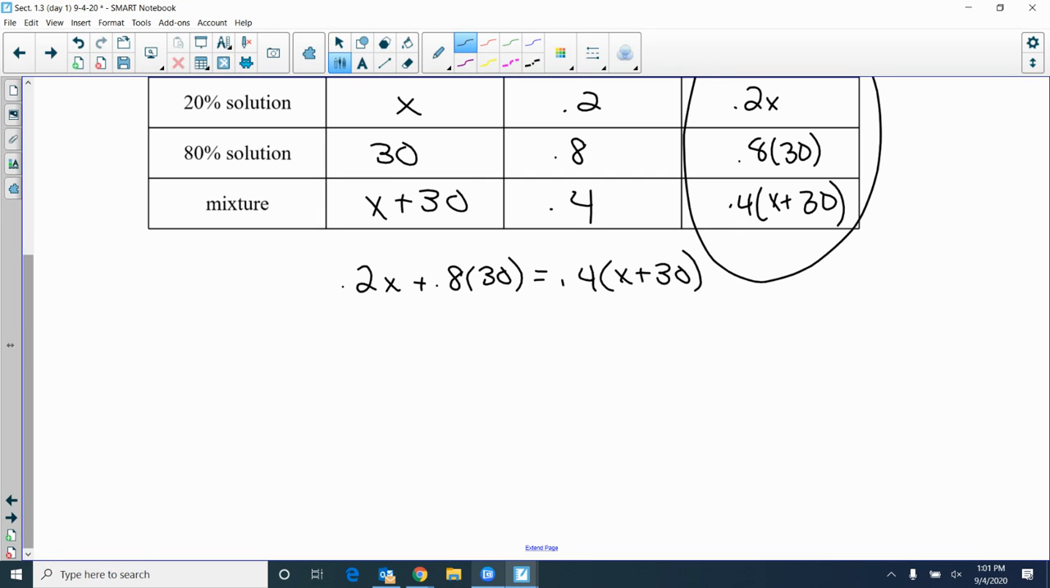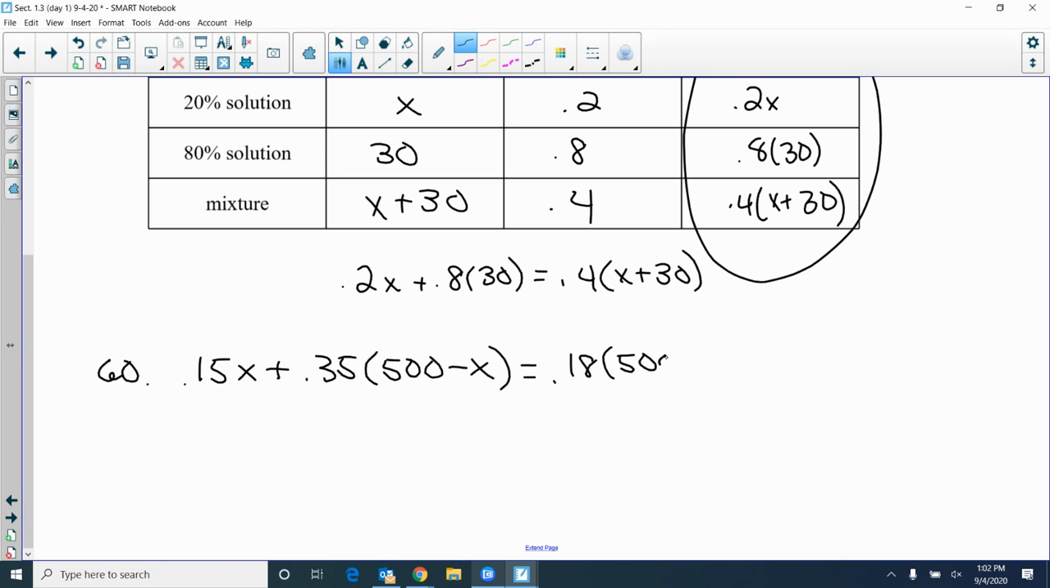All right, so for 60, we get 0.15X plus 0.35 times 500 minus X equals 0.18 times 500. If you don't have that, get that down. If you solved it now, the answers I said were 75 and 425. So if you got that, you're fine.